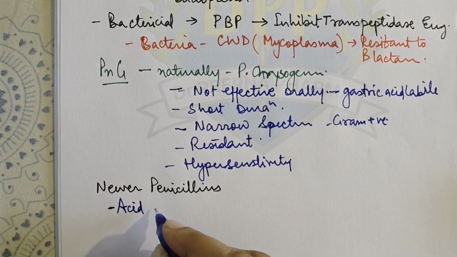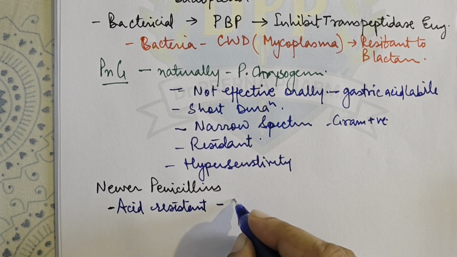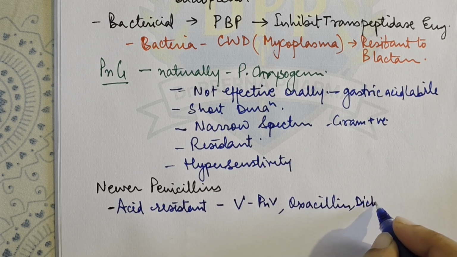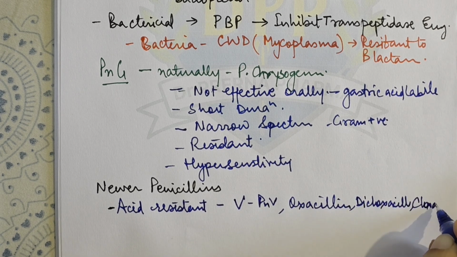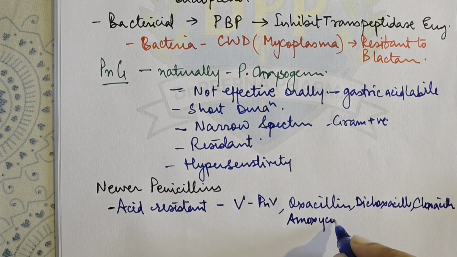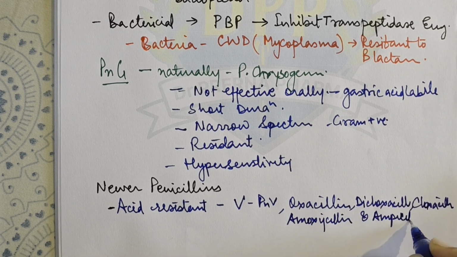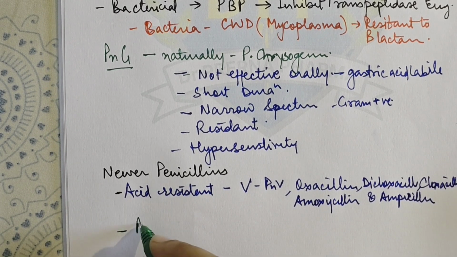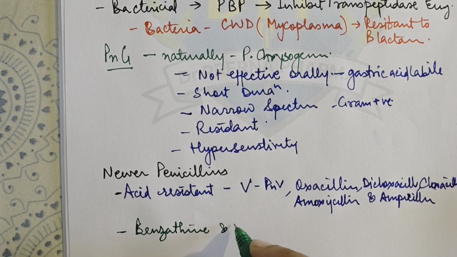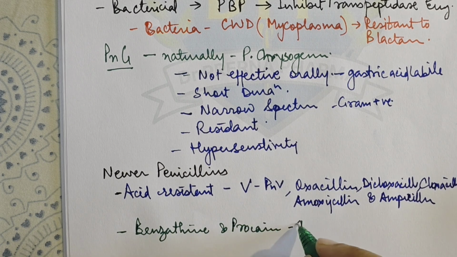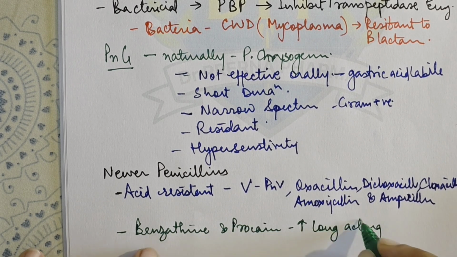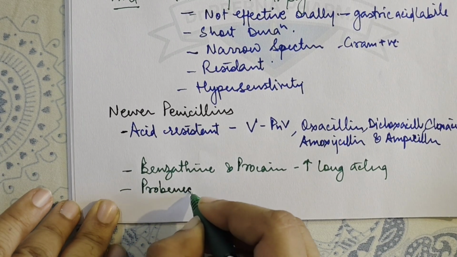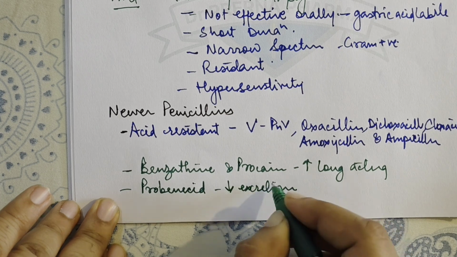So then we developed some acid resistant penicillins, in which we have penicillin V, then oxacillin, dicloxacillin, cloxacillin, amoxicillin, and ampicillin, right? So these are the various acid resistant penicillins. Then to make it long duration, benzathine and procaine are added to make it long acting, right? So benzathine penicillin is the longest acting penicillin. Then probenecid can be added to reduce the excretion and make it longer acting, right?